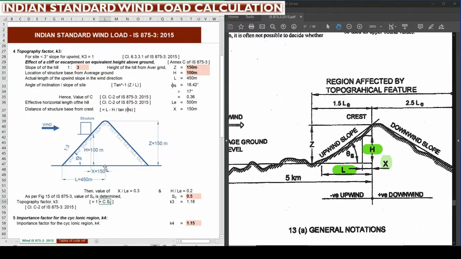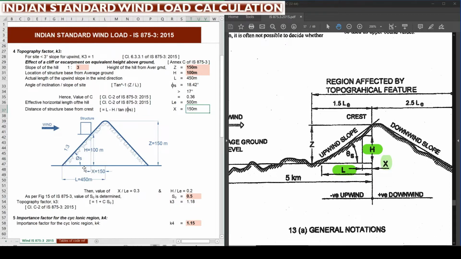How we have arrived at this is using this formula: L minus H divided by tan phi s. So this is nothing but the distance from here to this structure base, that is the start of the slope to the structure base. We can directly apply H divided by tan phi. There is a trigonometry formula we used to say that opposite by adjacent equal to tan theta. So by applying this formula, we can find this value.